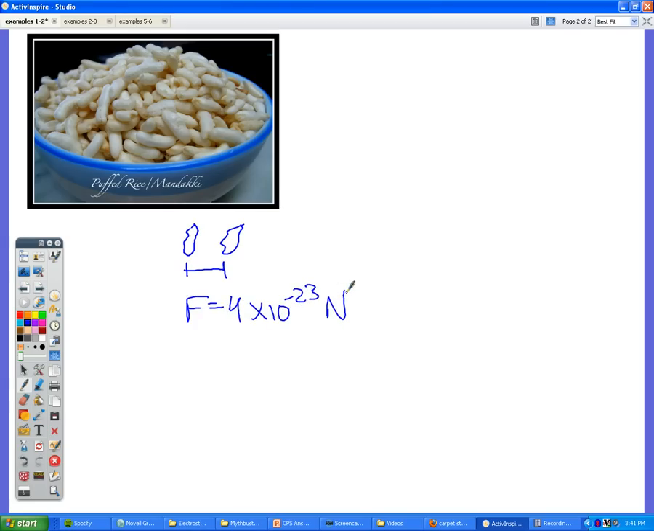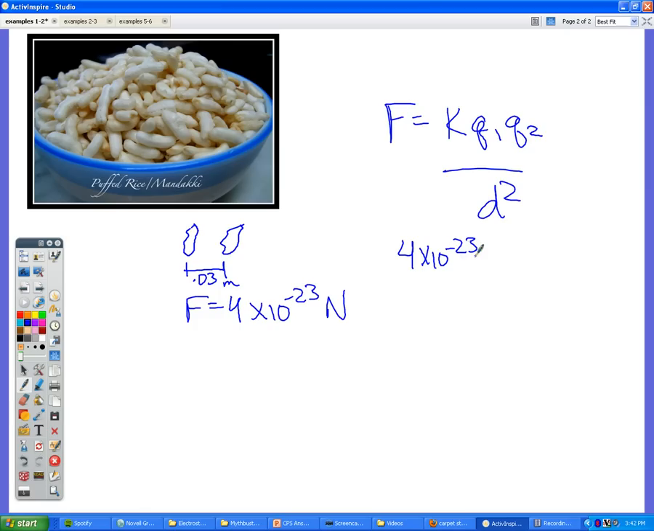We also know that the distance between the two pieces is 0.03 meters. So we have a force, we have a distance. They want to know what is the charge on each one of the pieces. So in order to find the charge on the pieces, we need to plug everything into our equation. So F is equal to K, Q1, Q2, all over the distance squared. If we plug in our force, it is 4 times 10 to the negative 23rd newtons. We can also then put in our K value, which is 9 times 10 to the 9th.